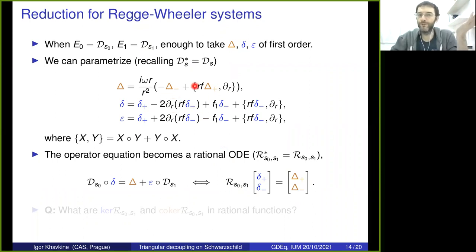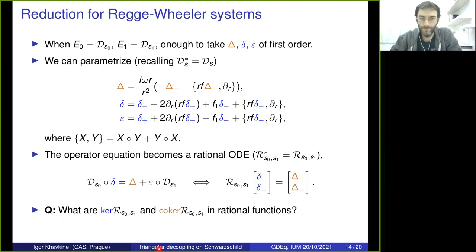One motivation for choosing this kind of complicated parameterization is that it so happens that the equation I obtained here happens to be self-adjoint, which exploits the self-adjointness of the original Reggie-Wheeler operators. Okay, so it is just some nice technicalities, but the point is that I reduce this operator equation to a rational ordinary differential equation on some parameters with some fixed right-hand side.